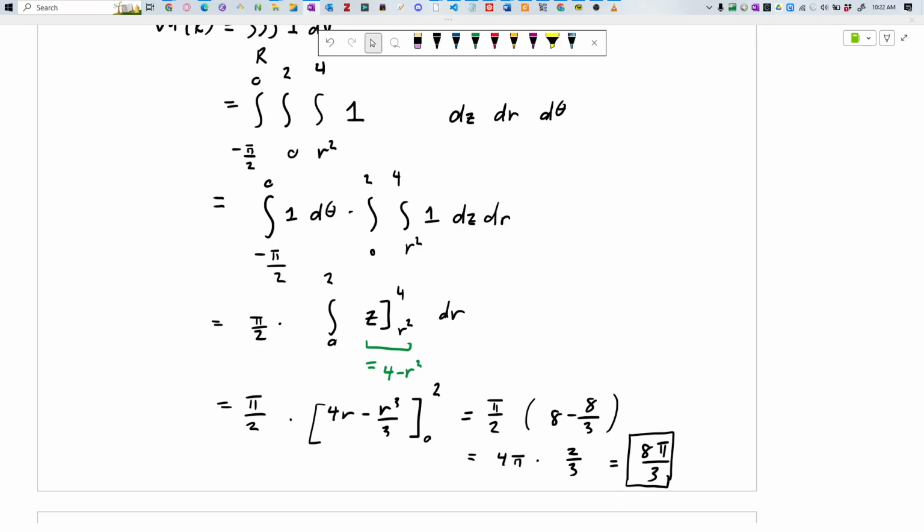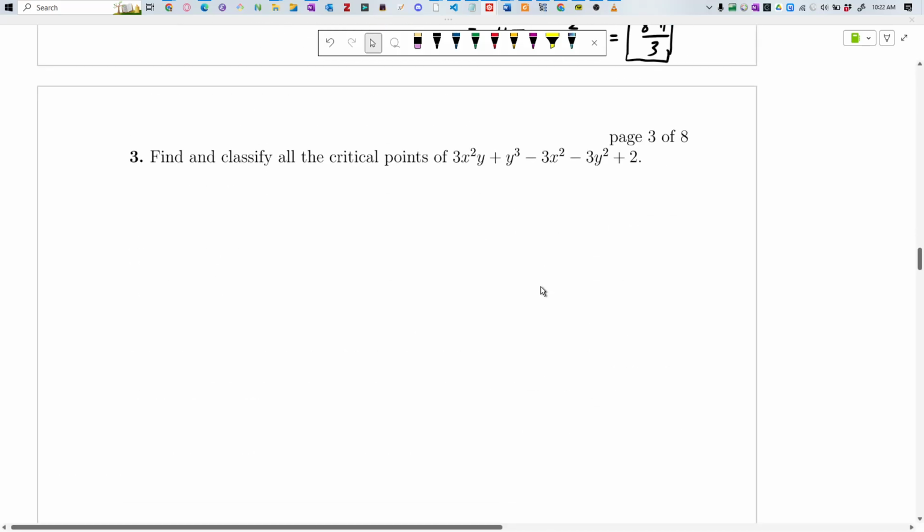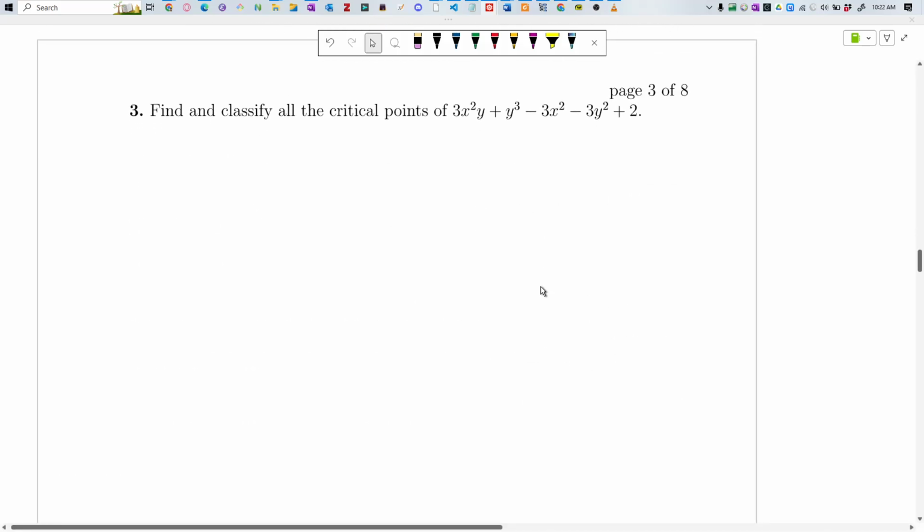Do I want to double check that? Yeah, I'll double check that off to the side. Integrate 1, theta from minus pi over 2 to 0, r from 0 to 2, z from r squared to 4, 8 pi over 3. Good. Okay, continuing. Find and classify all the critical points.